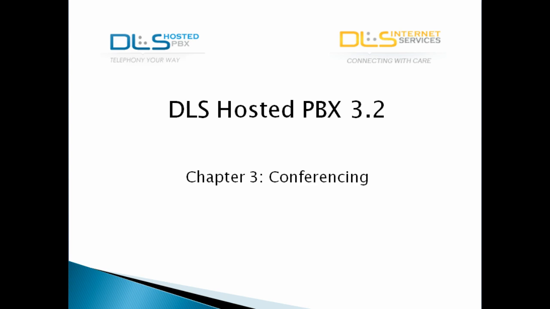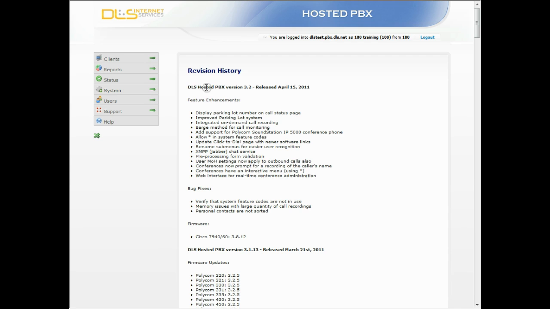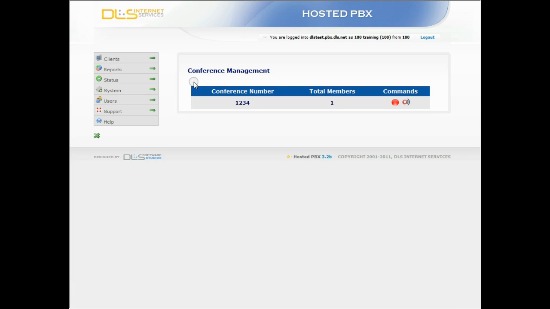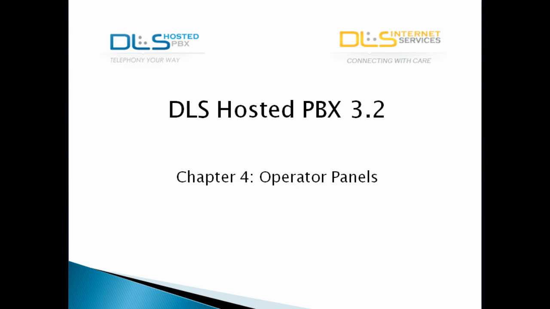Chapter 3. Conferencing. A change to the conferencing system is that users will be prompted for their name when joining a conference. Admins can now manage active conferences through the web interface. You can record a conference or mute anyone who isn't the conference admin. If you select a specific conference, you can see the users in that conference and kick, mute, or adjust the speaking volume for a specific user. Admins and users can also access these functions by using the star key while in a conference call.